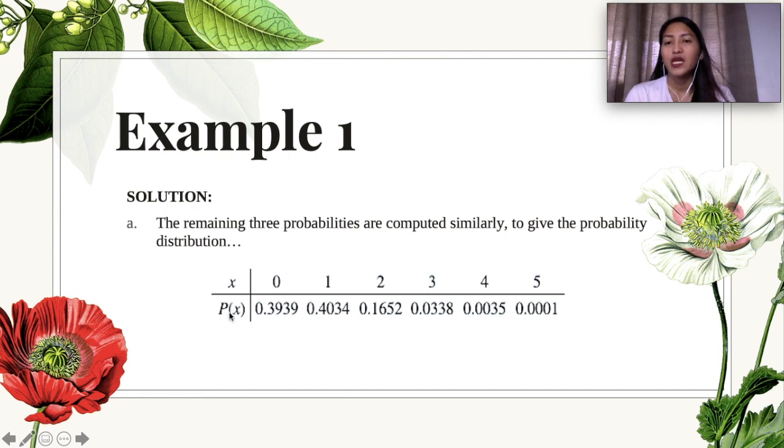So, if it's 0, then, ilagay mo yung probability sa baba na na-compute mo. If it's 1, lagay mo rin sa baba, and so on. Okay, so ito na yung iyong solution dun sa iyong first problem.